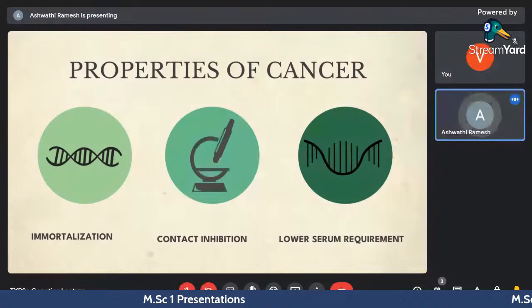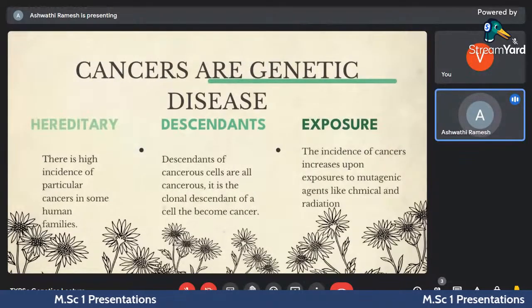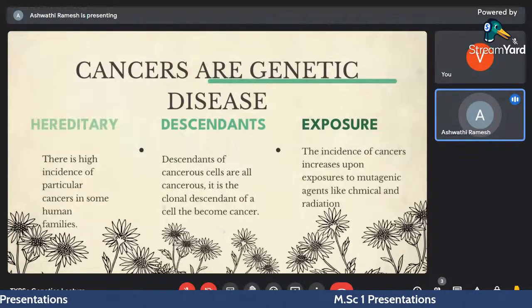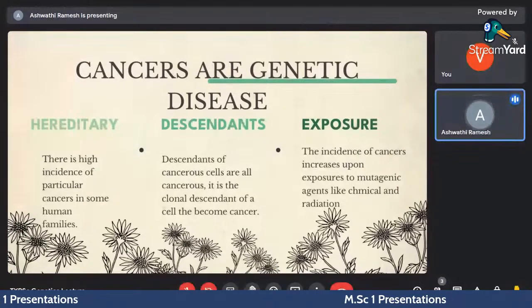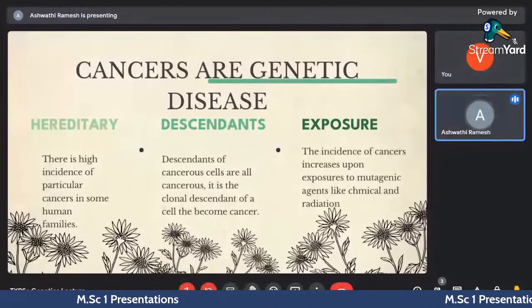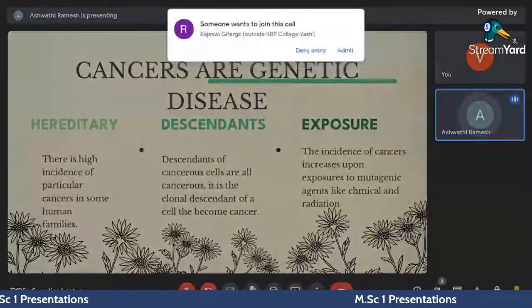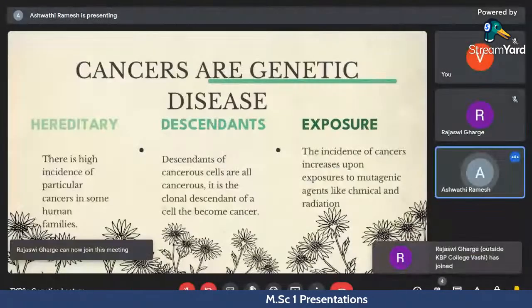Cancers are genetic diseases. They can be hereditary. There is a high incidence of particular cancers in some human families. Descendants of cancer cells are all cancerous; it is the clonal descendant of a cell that became cancer. The incidence of cancers increases upon exposure to mutagenic agents like chemicals and radiation.